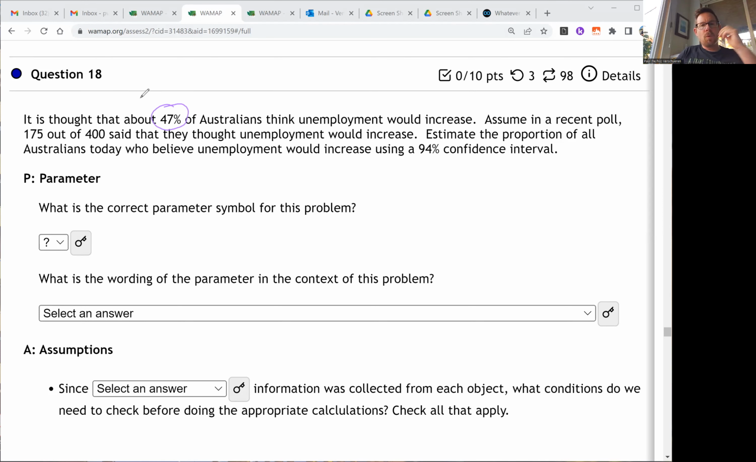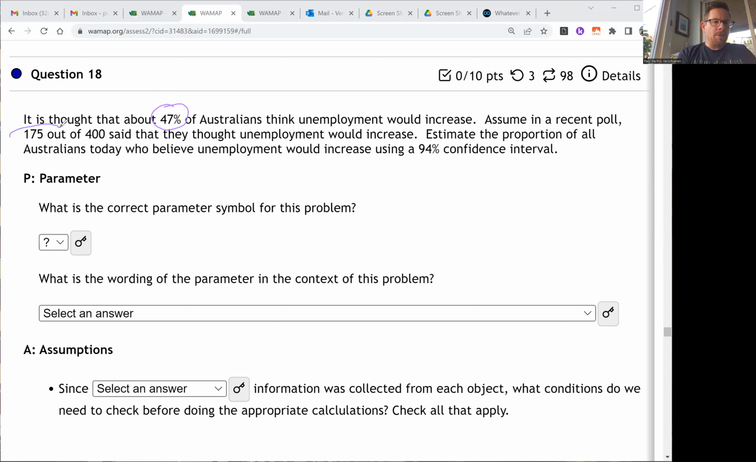But it is worth saying that the idea that you know the opinion of all Australians would be a population proportion, right? They either think it would increase or they don't think it would increase. So really the success and failure would be a certain number think the unemployment will increase and a certain number think something else. Either it won't change or it'll decrease. So it's really just think it'll increase or don't think it'll increase. That's a categorical variable and uses proportions.